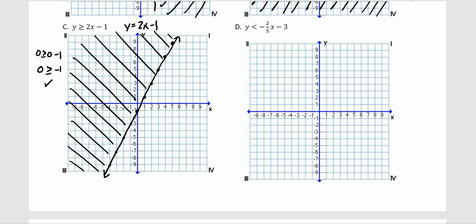So looking at letter D, y-intercept of -3, a slope of -2/5. So that tells me down to the right 5, down to the right 5, up to the left 5, up to the left 5. Alright, solid or dashed line? Well, since this is strictly less than, we'll have a dashed line. So a dashed line connecting these points.